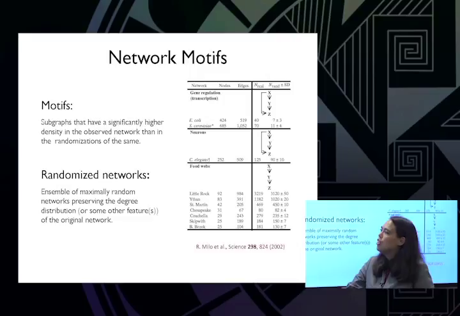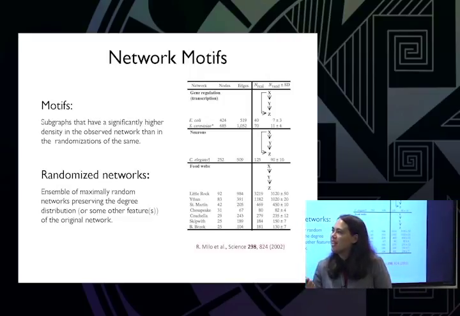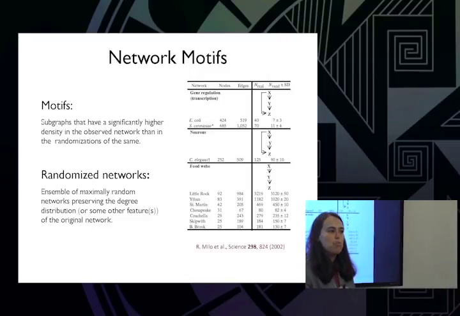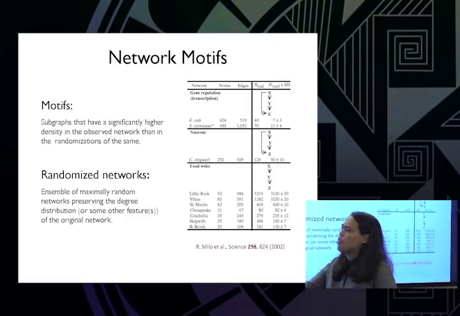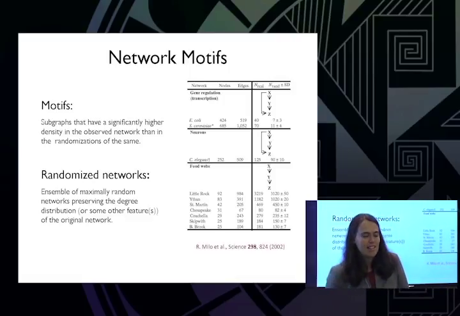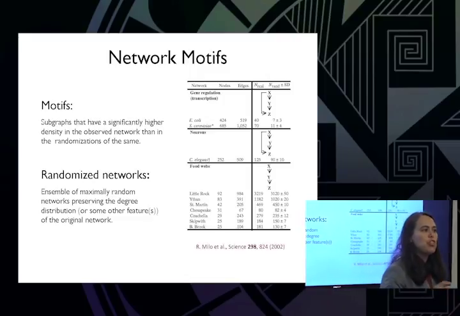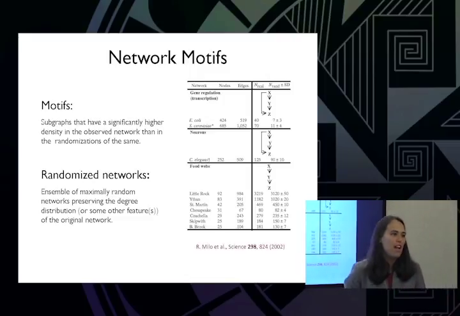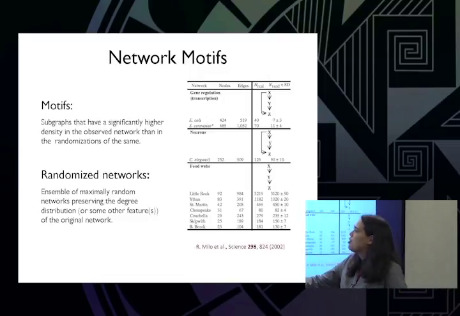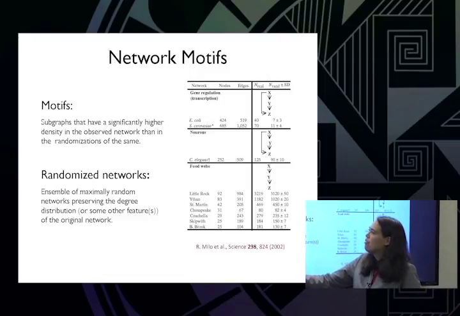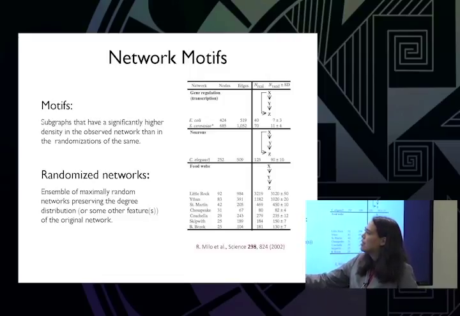So a motif is going to be defined as a subgraph that has significantly higher density in the observed network than in randomizations of the same. And I'm going to talk about these randomizations in the next slide. This is going to be a little bit more sophisticated null model than the Erdos-Renyi null model I talked about before. So what are these subgraphs? Here, this is what we call a feed-forward loop. X influences Y, Y influences Z, and X also influences Z.